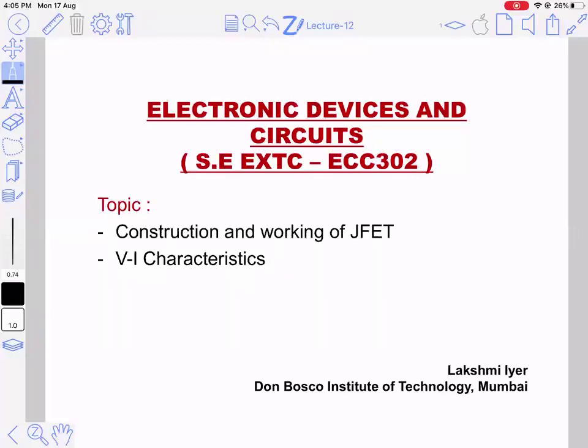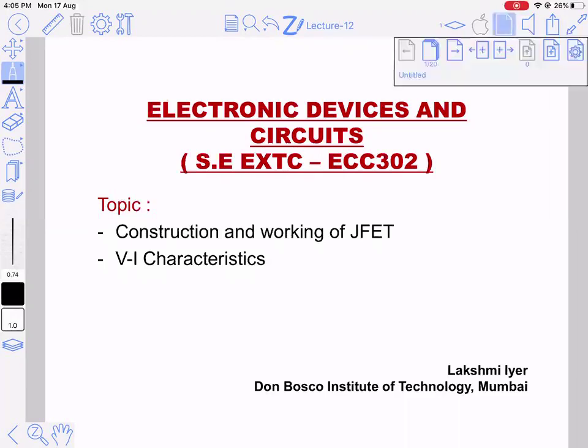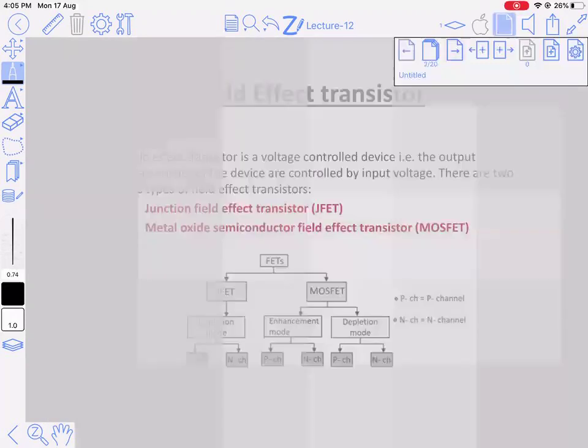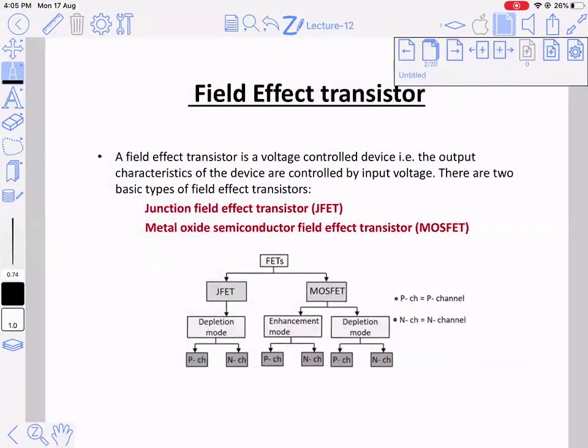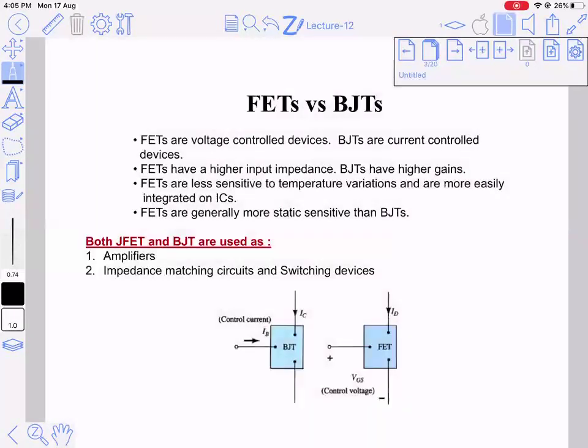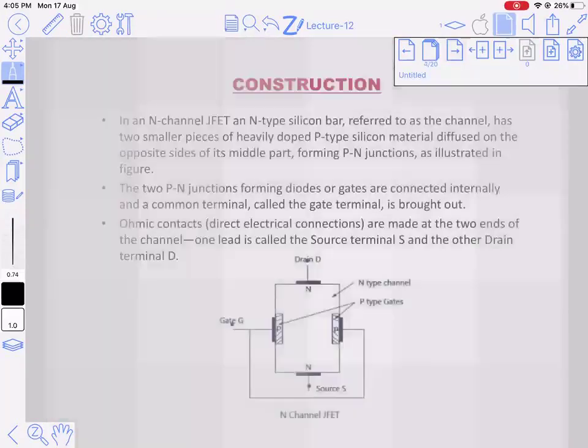So in the last lecture, we have covered the construction and working of N-channel JFET. We have also seen the VI characteristic, the transfer and output characteristic of N-channel JFET, right? So just to brush up, we covered the topic of JFET, field effect transistor versus BJT.